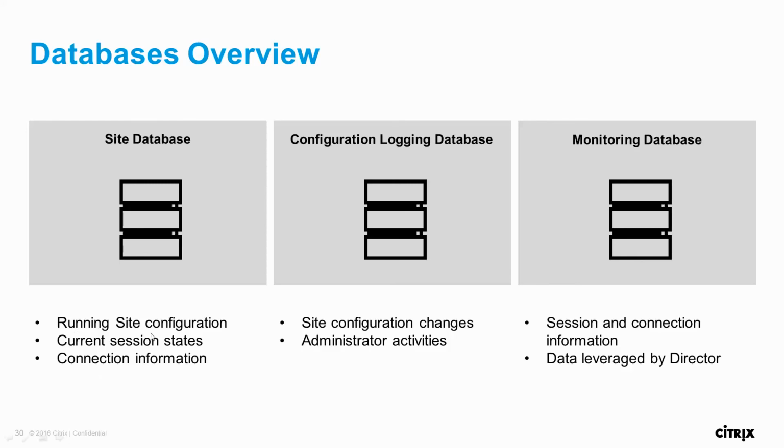One is the site database, then the configuration logging database, and the monitoring database. What does the site database mean? It holds the running site configuration: what is the site name, which location, what is the IP address of the delivery controllers, how many sessions are connected, who is connected, what is the username, which desktop it is connected to. All this information is kept in the site database.